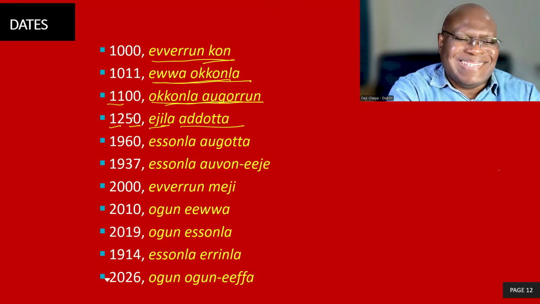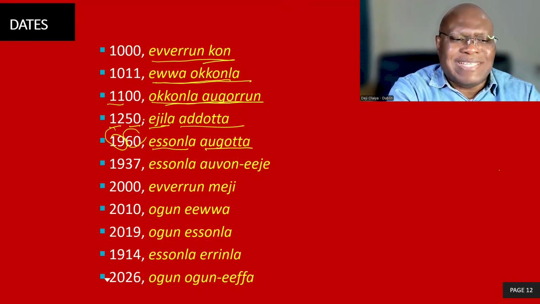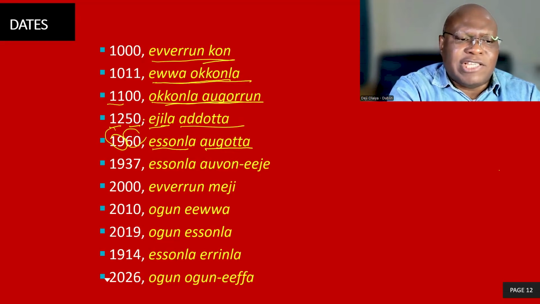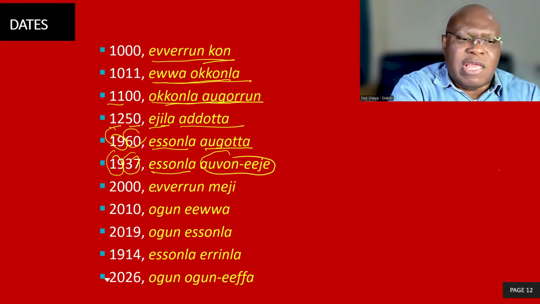What about 1960? Ẹ̀sánlá ọgọ́ta. What about 1937? Ẹ̀sánlá, again, ọgbọ̀n èje. That's 7. What about year 2000? Ẹgbẹ̀rún méjì.